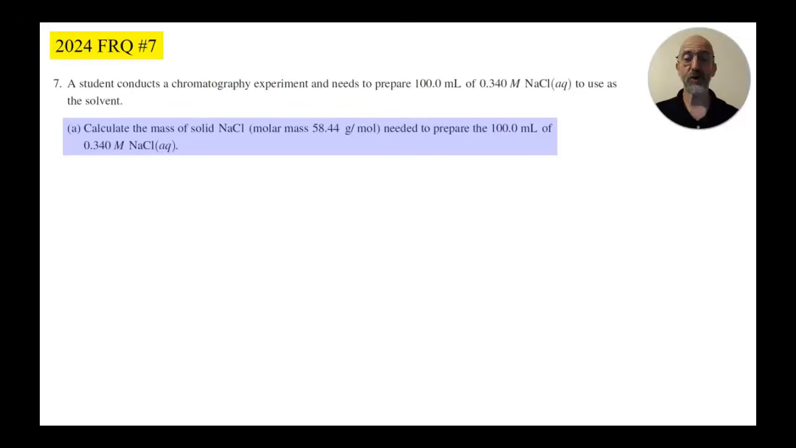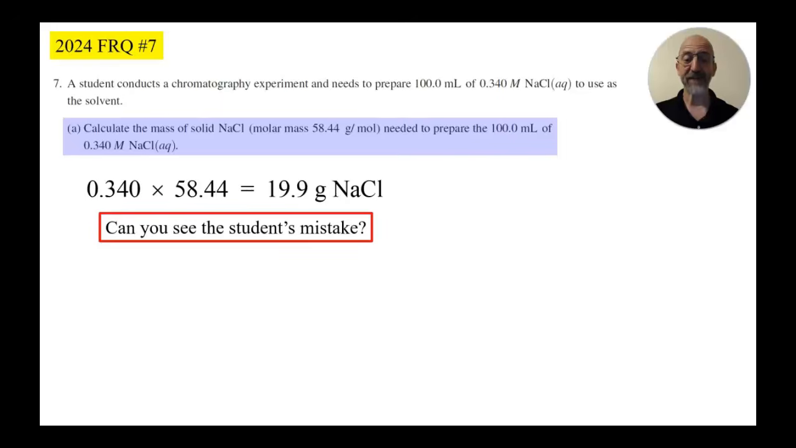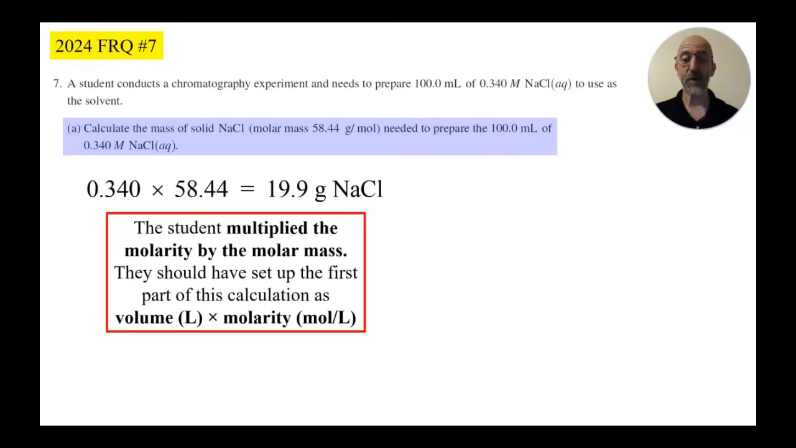Let's see if the units are used appropriately in the setup. Oh my goodness gracious. This student has 0.34 with no units, multiplied by 58.44 with no units, and then magically they have 19.9 grams. Hopefully you can find out the mistake here. Now normally it is volume times molarity equals moles. I don't see volume at all in this calculation. I see molarity times molar mass.